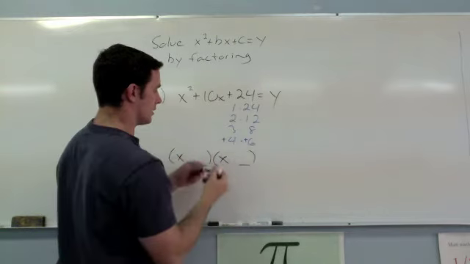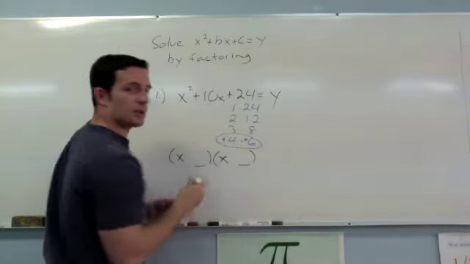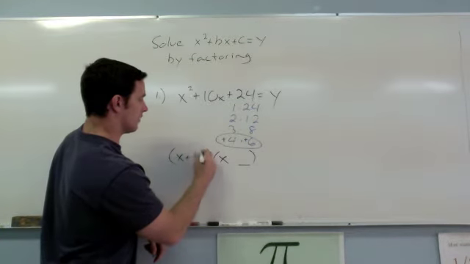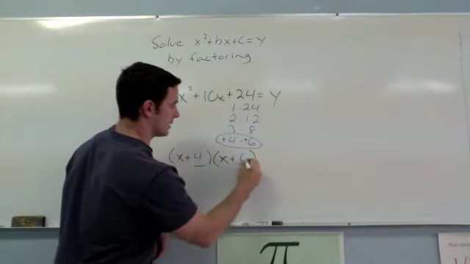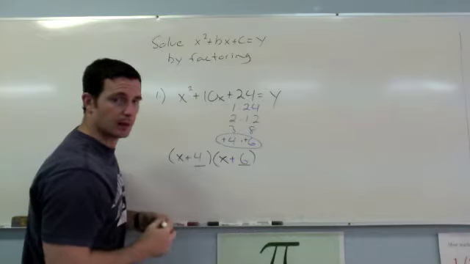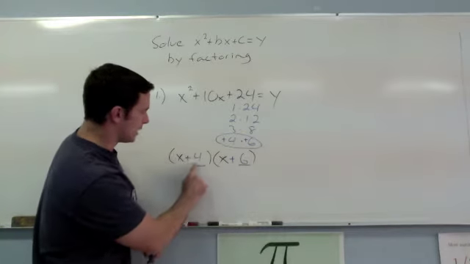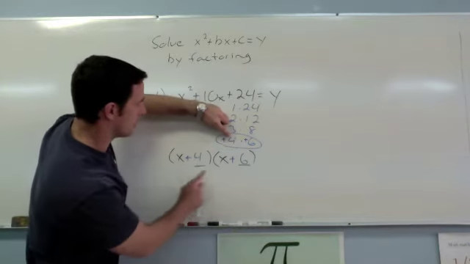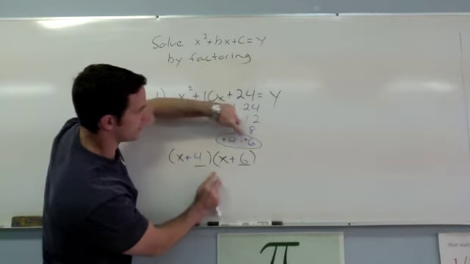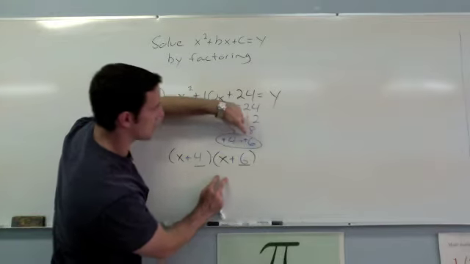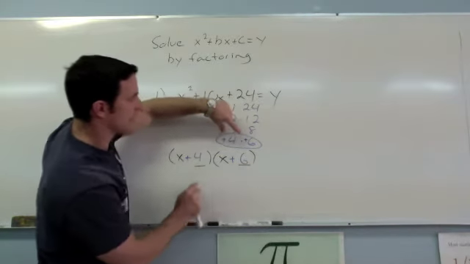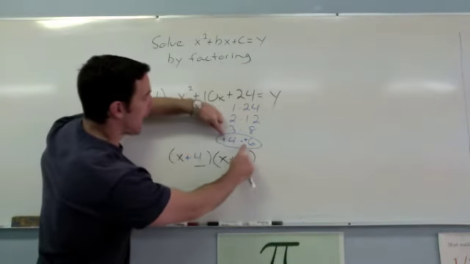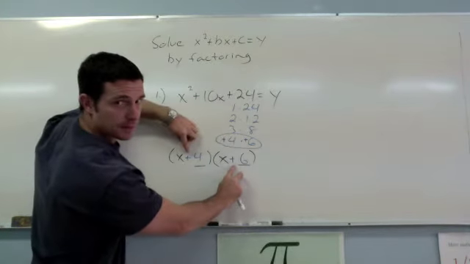So these are the two numbers I want to use. I plug them in: x plus 4 and x plus 6. The reason why I say plus 4 and plus 6 is that since I decided that I need a positive 4, this has to be plus 4. And since this has to be positive 6, this has to be plus 6. If the numbers were negative, then these would be minus. But since the numbers are positive, these are plus.